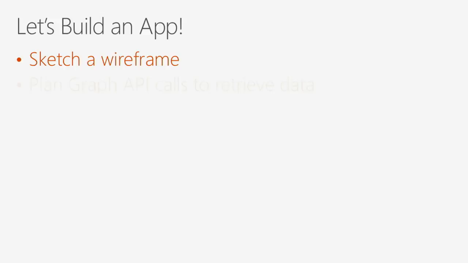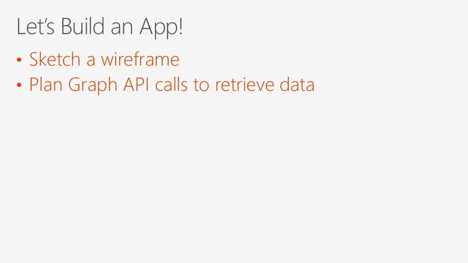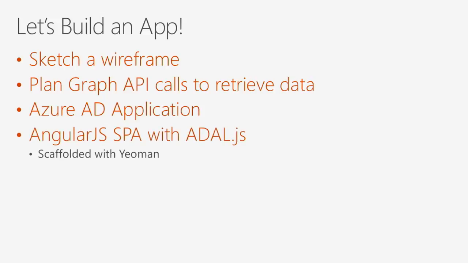Okay, so to do this, we're going to plan out the graph calls we need to make. We're going to use the Graph Explorer that Microsoft have up on their website. We're going to set up an Azure Active Directory application. We're going to create an AngularJS application. We're going to use ADAL.js, the Azure Active Directory Authentication Library. We're going to scaffold this up using Yeoman.